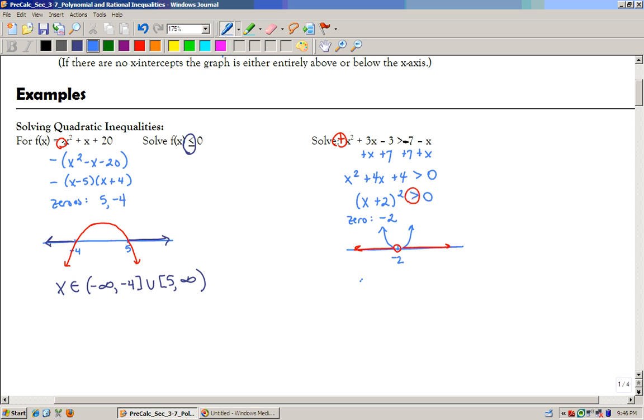So if we write that in interval notation, x is an element of the set from negative infinity all the way up to negative 2, but not including it, and then going from that negative 2 to continue through to infinity.